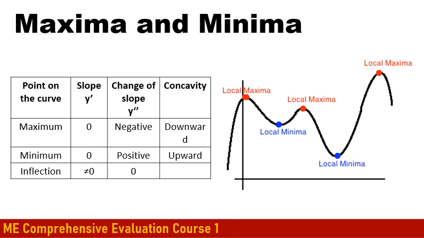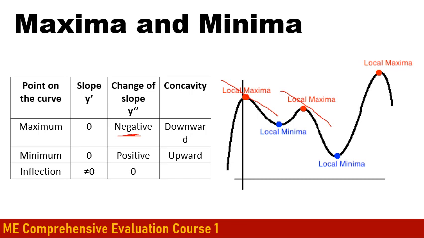The change of slope, or the y prime prime, for the maxima is a negative value. Because if you look at, for example, this maxima here, the maxima in a way is the maximum point in the curve. So it can be at a particular region. Here we have 3 maxima at the locals, and then the minima at the locals. For the maxima, if you look at the change of the curve, it is actually decreasing. So that's why the change of slope, or the y prime prime, is negative for the maxima.